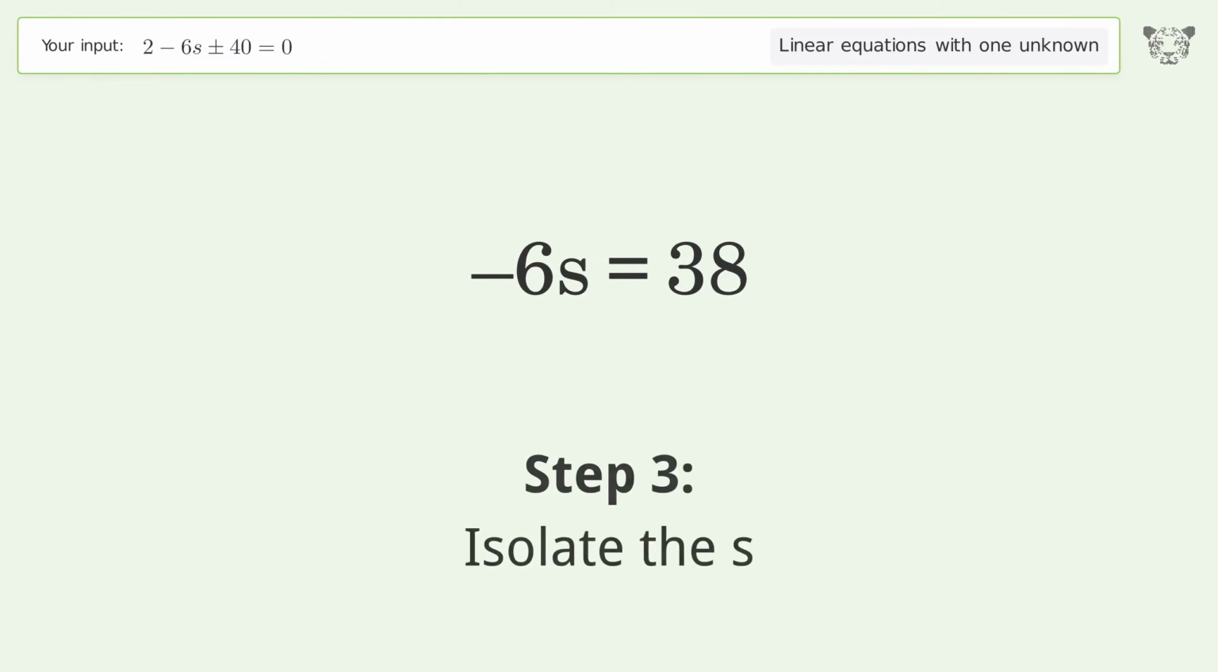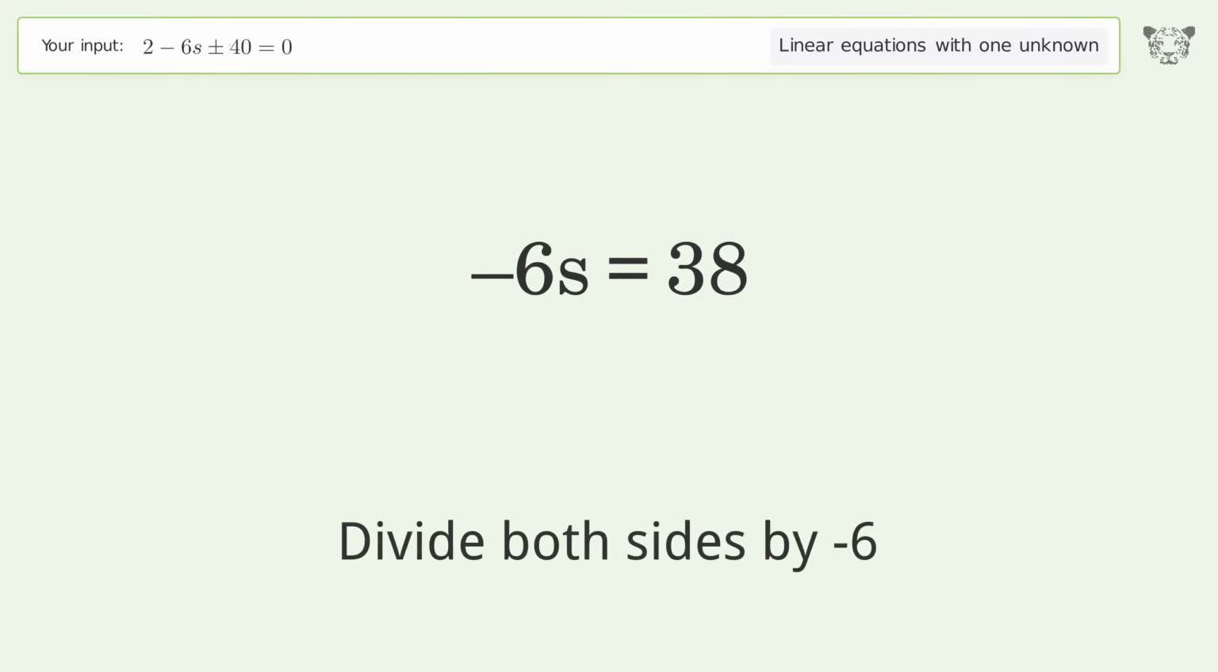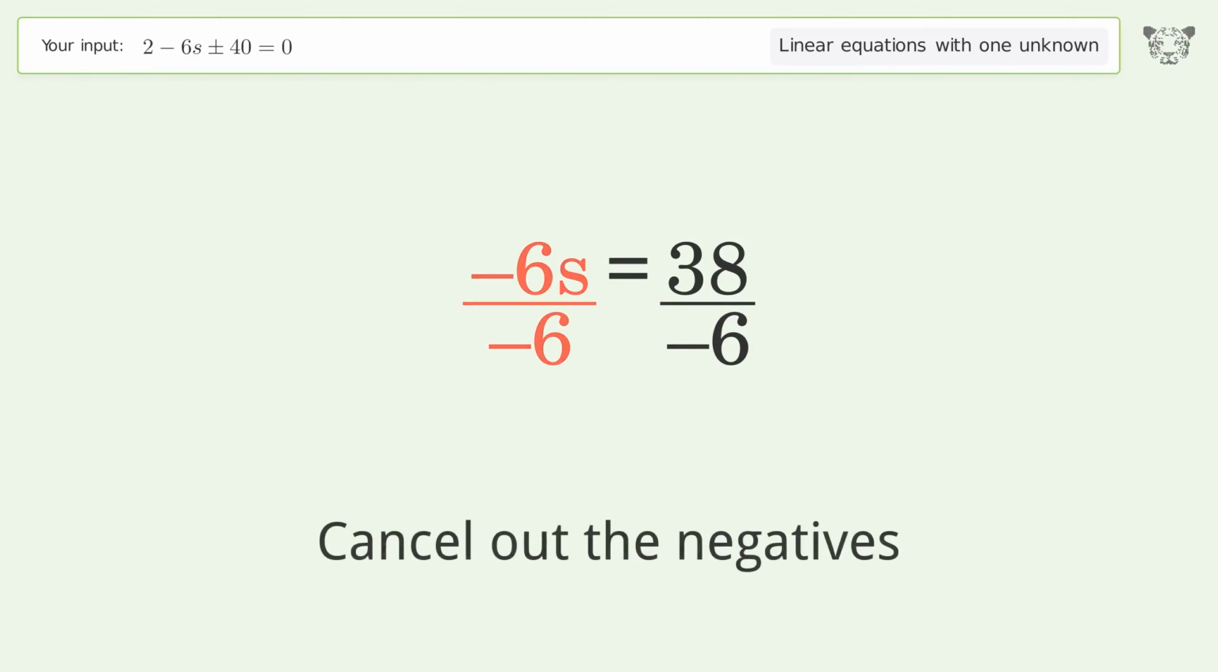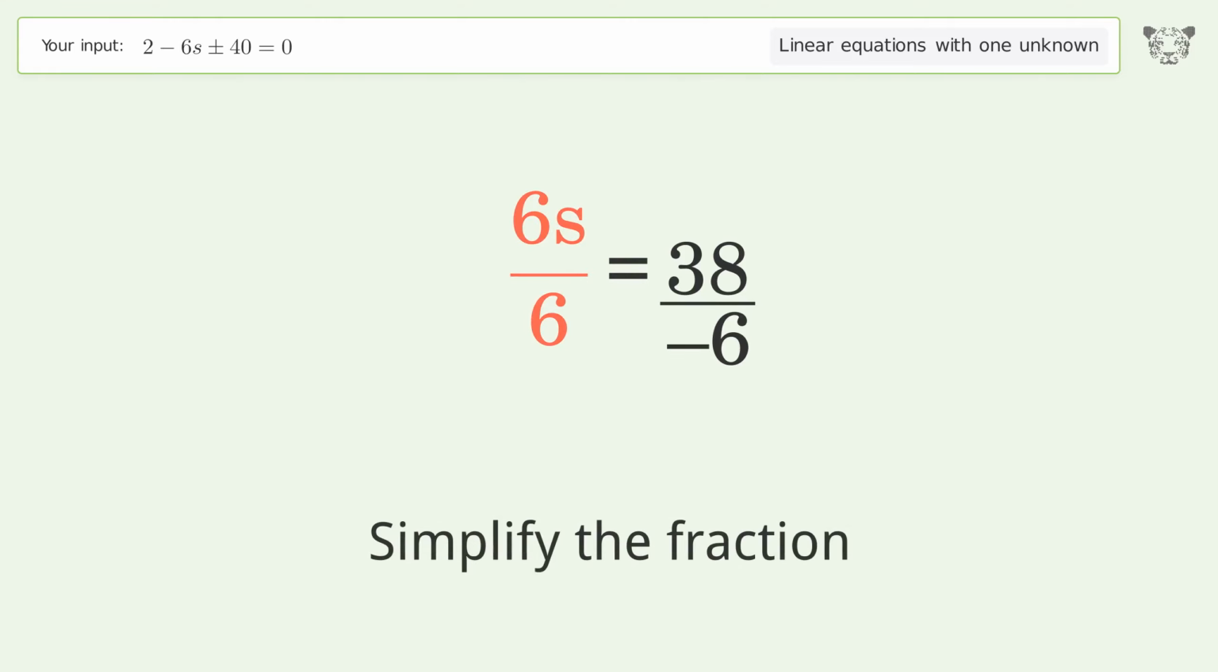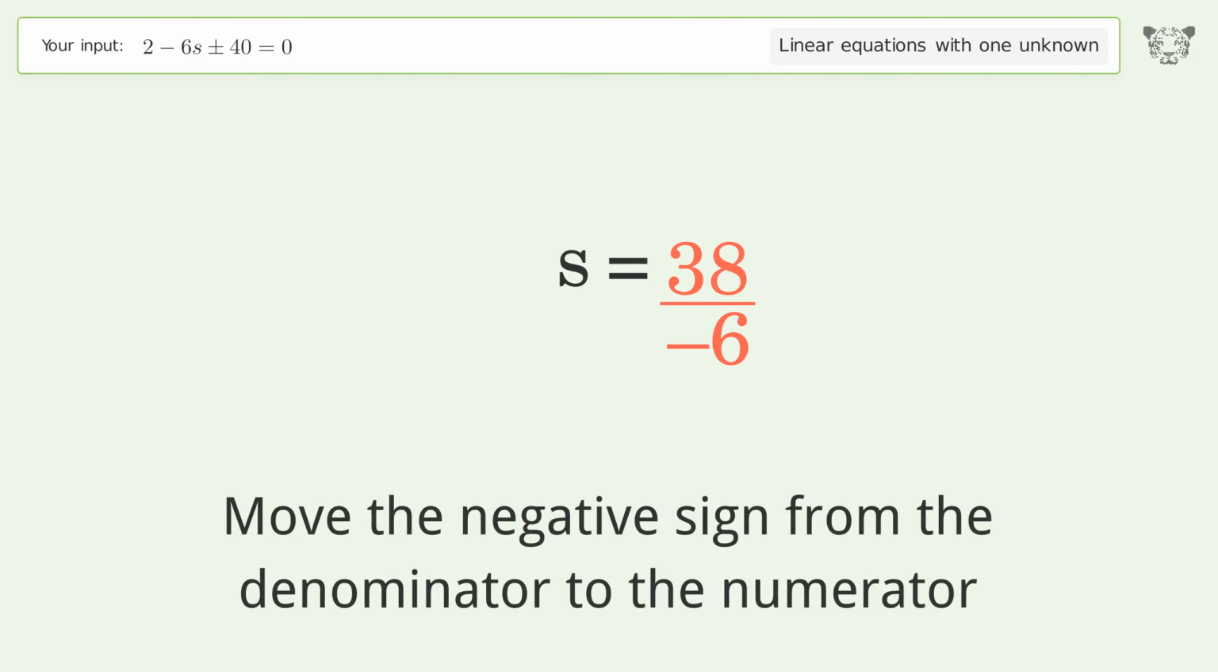Isolate the s. Divide both sides by -6. Cancel out the negatives. Simplify the fraction. Move the negative sign from the denominator to the numerator.